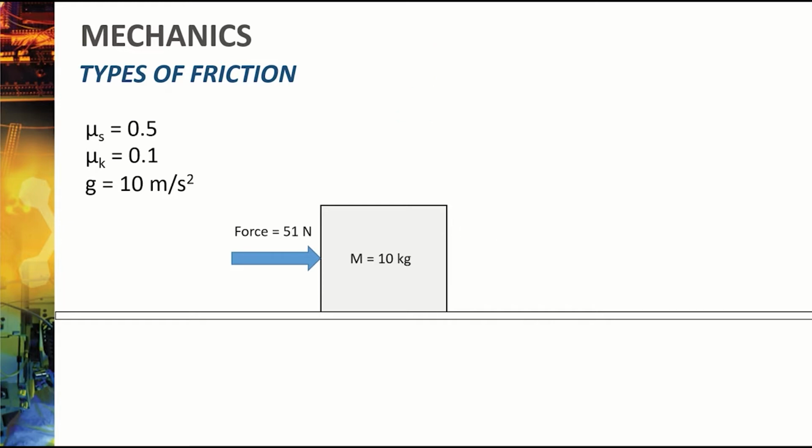What would happen if we applied 51 newtons? Uh-oh. What would happen is that the force of friction for a very brief moment would be 50 newtons, the static maximum friction. But after static friction is exceeded, we would achieve a value of kinetic friction, which is 10 newtons. So that's a good overview of how friction works and the difference between static and kinetic friction.